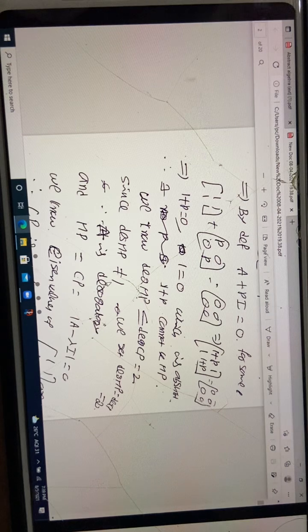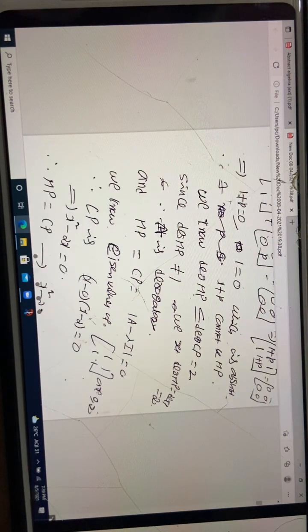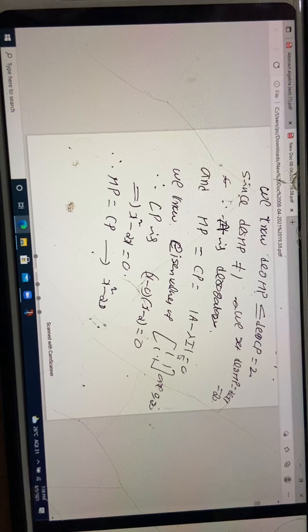Therefore, since the degree of MP is not 1, the degree of MP must be equal to the degree of Cp, which is 2. If the degrees are equal, then we say it is derogatory, and the minimal polynomial is the same as the characteristic polynomial. What is the characteristic polynomial? Determinant of A minus lambda I. But you know the eigenvalues of this are 0 and 2. We have done this shortcut earlier, how to get eigenvalues by looking at the matrix.